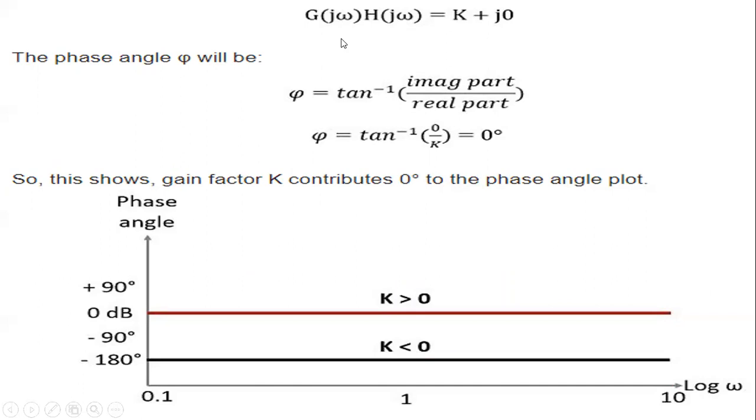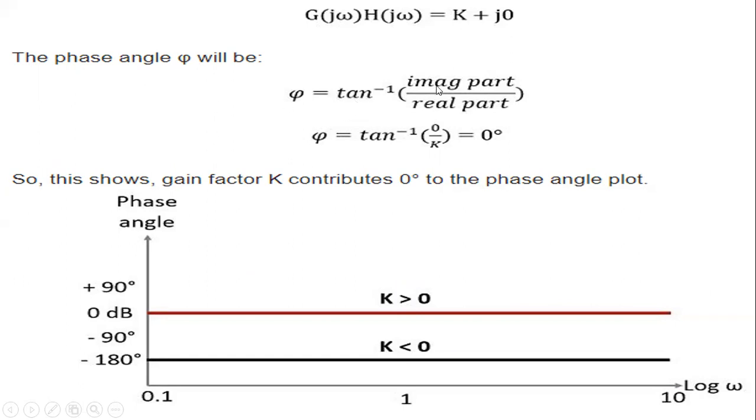Then G of j omega is equal to k, which means the effect of k does not show variation. So 20 log k decibels is constant for all frequencies. Similarly, we take G of j omega into H of j omega, which is k plus j0. Let's find out the phase angle now.